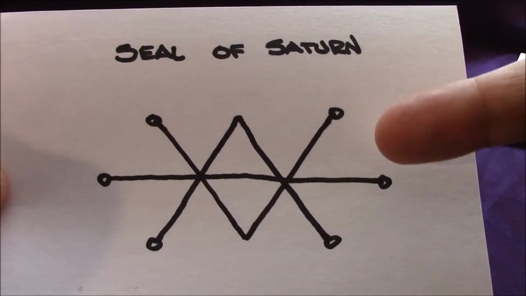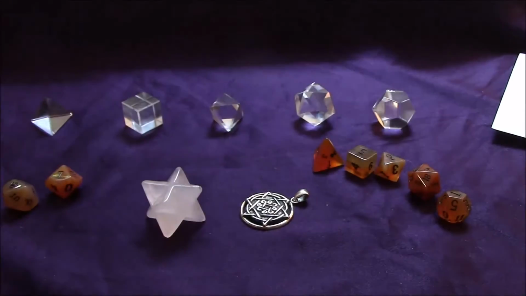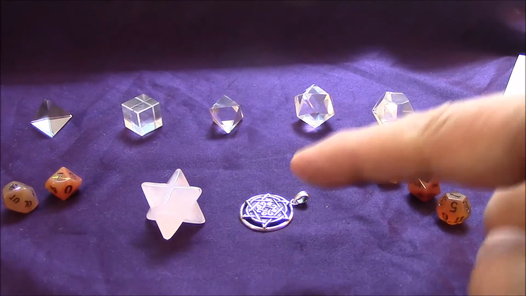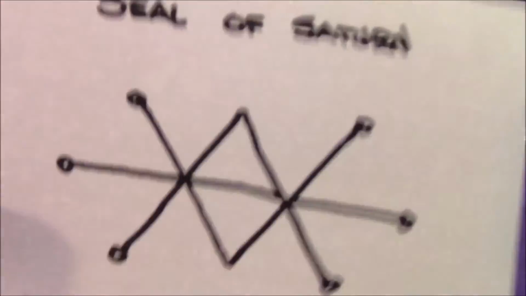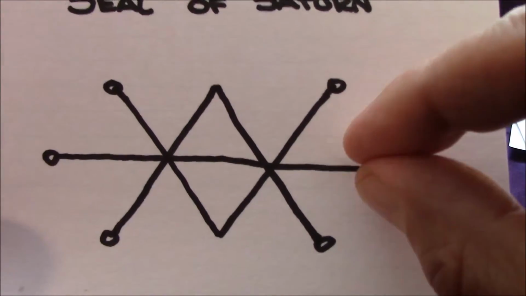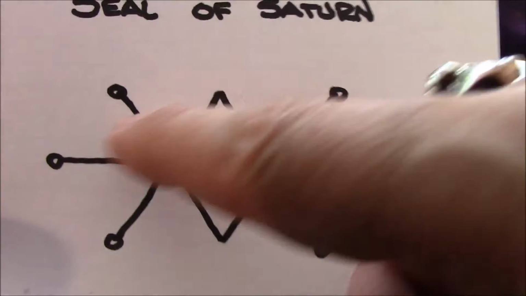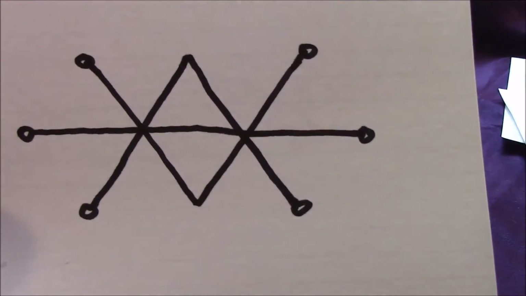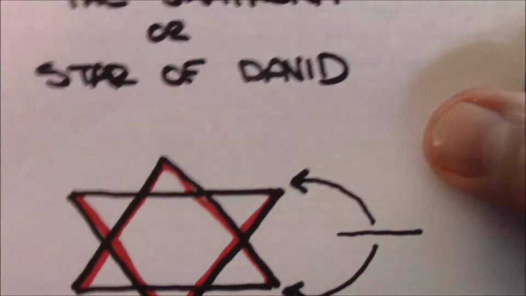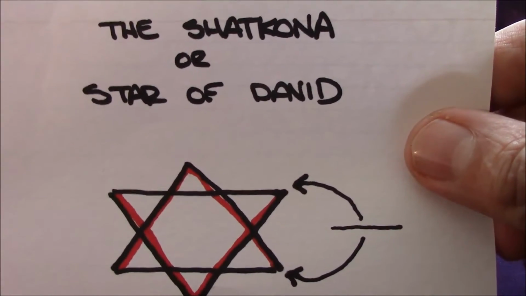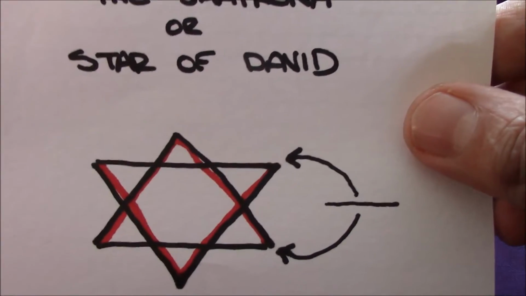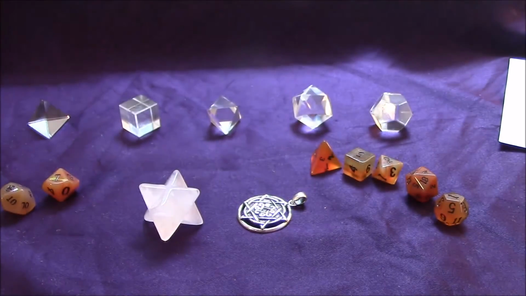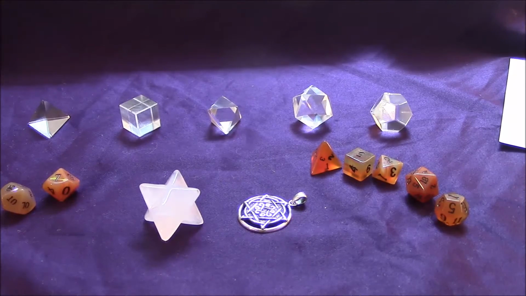And what we'll see is that as this seal is employed, it relates directly to the geometries which are presented in front of us. Finally, I just want to point out that once you've created this seal, all you have to do is take the center line, divide it in half, and draw straight across from point to point, and you get yourself the Star of David, or the Shut-Kana, or the Seal of Saturn, or the Seal of Solomon. Okay?